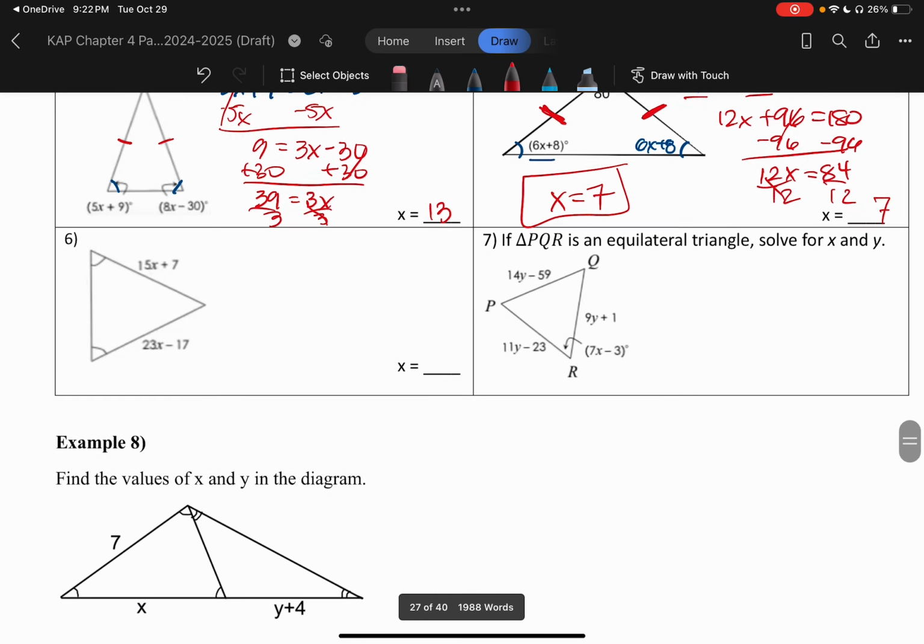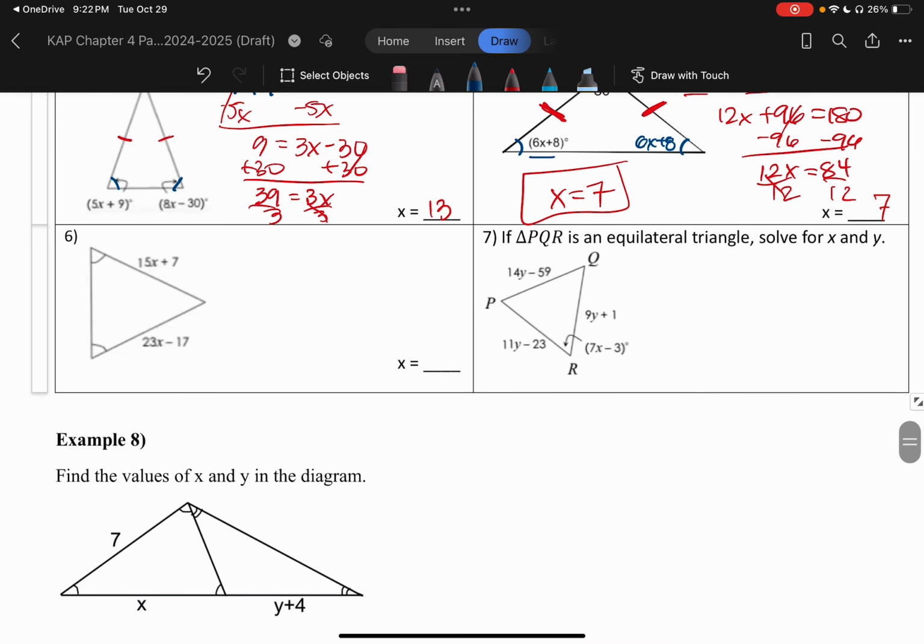Okay. Next one we're looking at here is using one of the theorems that we talked about earlier. If I see that these base angles are congruent, then that means that the sides across from them must also be congruent. So in this particular scenario, these two sides must be congruent. Now, if they're congruent, that means that they're equal, so we can write the equation 15x plus 7 is equal to 23x minus 17. Here we subtract 15x.